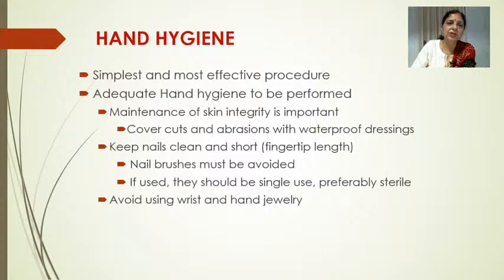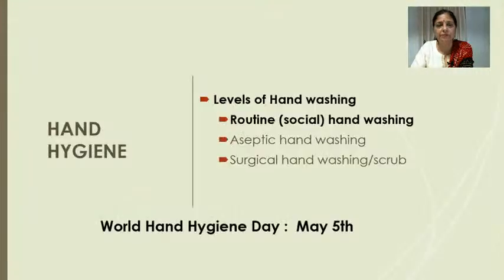Now, hand hygiene is the simplest and the most effective procedure. Adequate hand hygiene has to be performed, and the most important thing is that skin integrity is to be seen. If there is a cut or an abrasion, it is to be covered with a waterproof dressing. The nails are to be kept short. Nail brushes should be avoided. If used, they should be single use and preferably sterile, and avoid using wrist and hand jewelry.